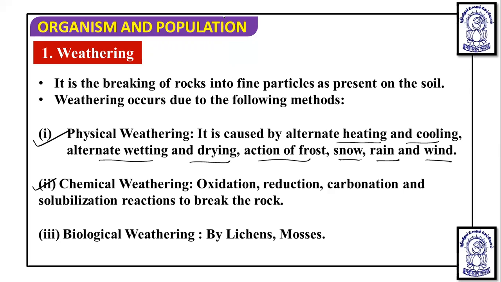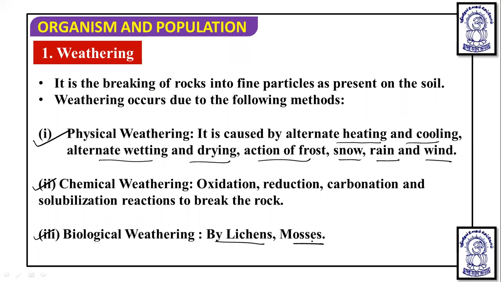And the third is biological weathering, which is done by lichens or mosses. We will study ecological succession as a separate topic in the next chapter. What is succession? If there is a barren area with no life, the first organisms able to grow in that barren area are the lichens. When lichens grow, they form soil there and invite the mosses. In this way, lichens and mosses play a role in the weathering of rock, in succession, and in the formation of new habitat, so it is known as biological weathering.